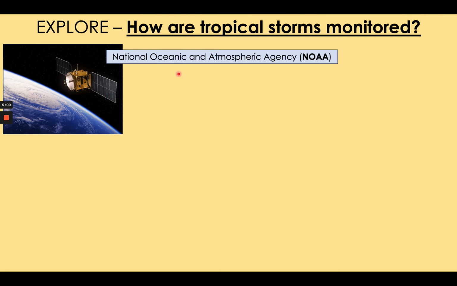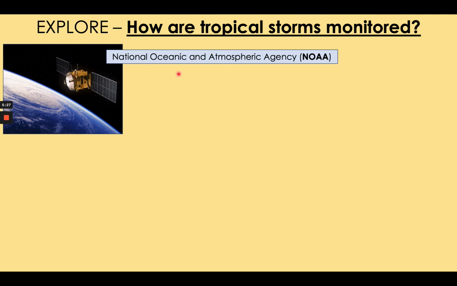NOAA also monitors the track of tropical storms, which is the direction, and makes predictions based on that track. And finally, once a tropical storm has formed, NOAA observes the wind speeds within the tropical storm, and the satellites can also monitor the size of the tropical storm. And doing this allows governments in countries that are likely to be affected by those storms to prepare appropriately.